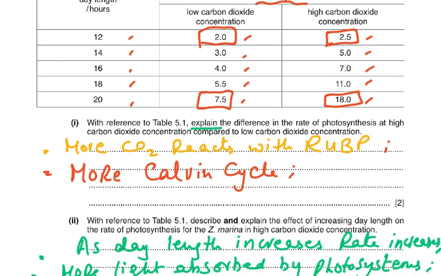Then we go on to: with reference to table 5.1, explain the difference in the rate of photosynthesis at high carbon dioxide concentration compared to low carbon dioxide concentration. So it's an explain. Whenever there's an explain, we have to give some biological story. So more carbon dioxide reacts with RuBP, more Calvin cycle. The rate of photosynthesis is measured by more Calvin cycle, more glucose made.